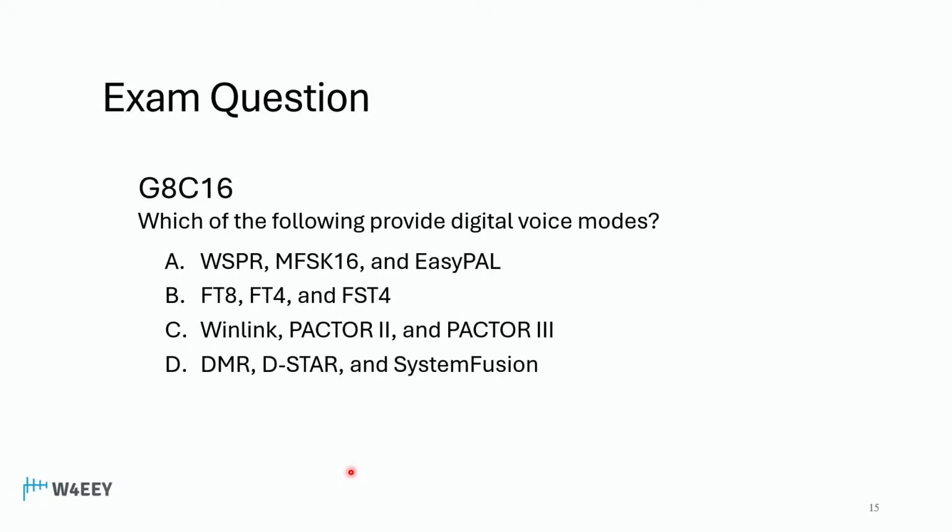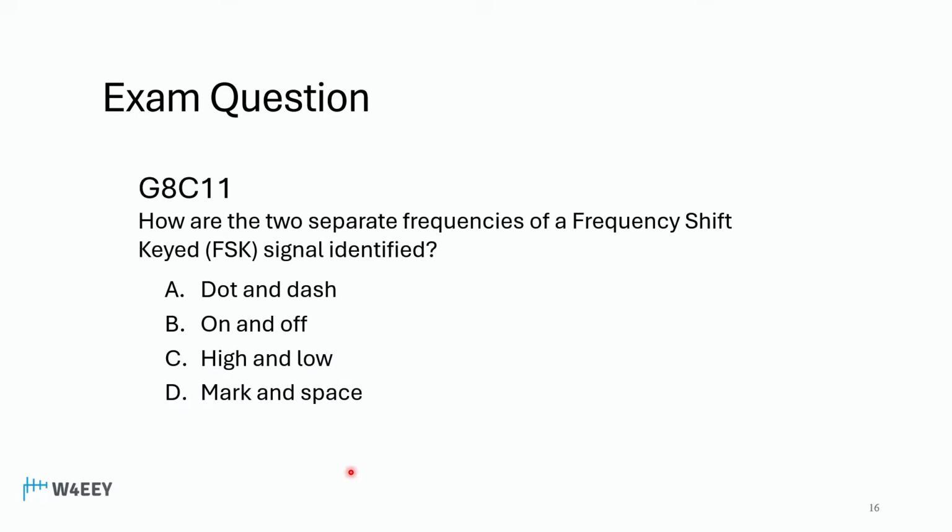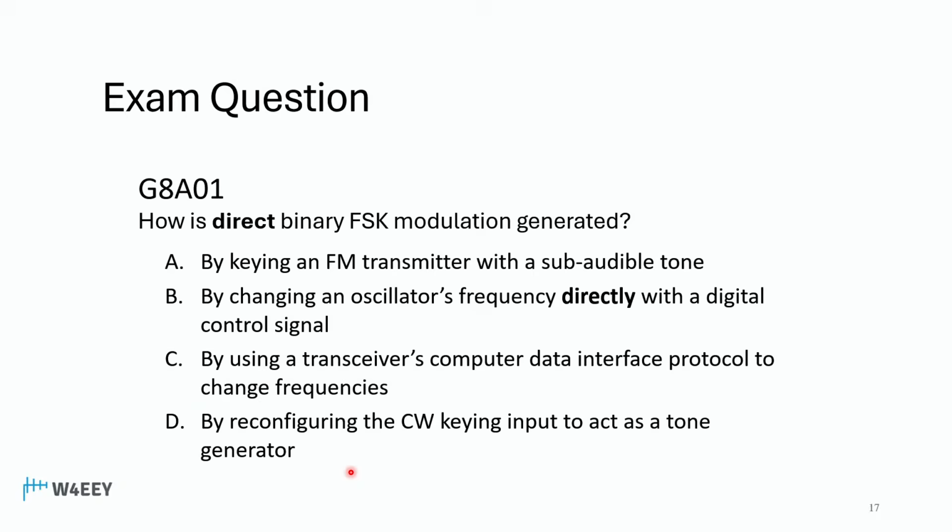Which of the following modes provides digital voice? Delta, DMR, D-Star, and System Fusion, right. How are the 2 separate frequencies of a frequency shift keyed signal identified? Delta. Mark and space, yes.